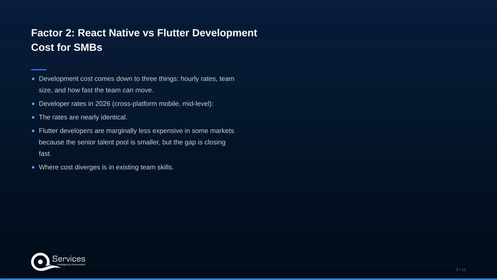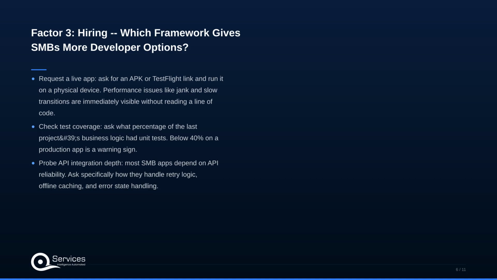Development cost comes down to 3 things: hourly rates, team size, and how fast the team can move. Developer rates in 2026. The rates are nearly identical. Flutter developers are marginally less expensive in some markets because the senior talent pool is smaller, but the gap is closing fast. Next up, Factor 3, hiring. Which framework gives SMBs more developer options?